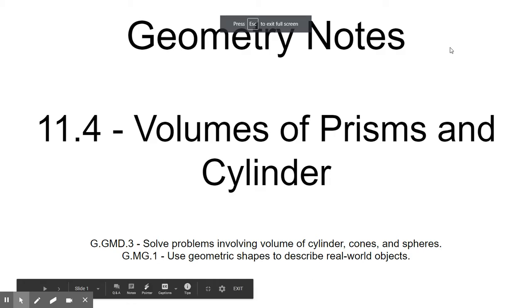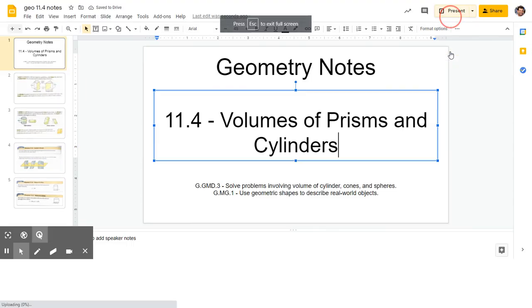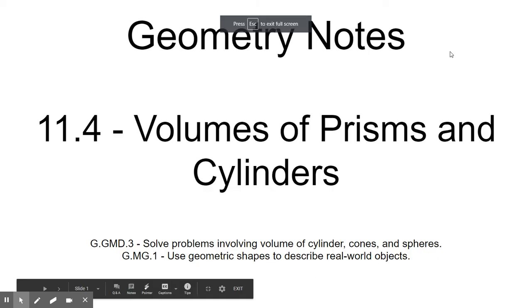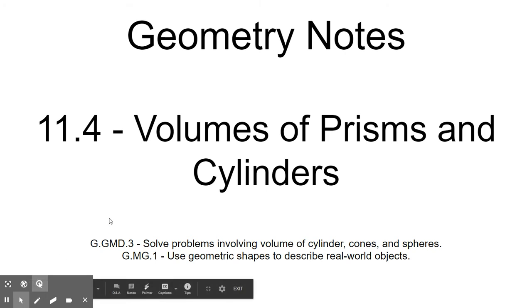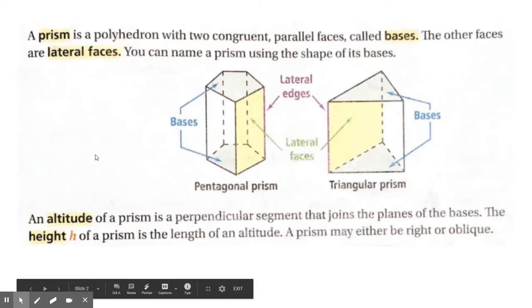All right, geometry 11.4, volumes of prisms and cylinders. So we're going to take a look at these three-dimensional shapes and finding volume. And again, in your geometry class, they're very focused on the circular objects, so cylinders in this situation, but we should start with prisms. So again, here is what a prism is.